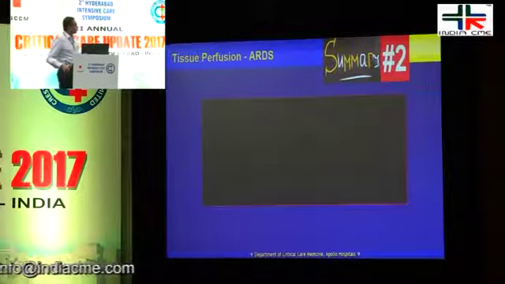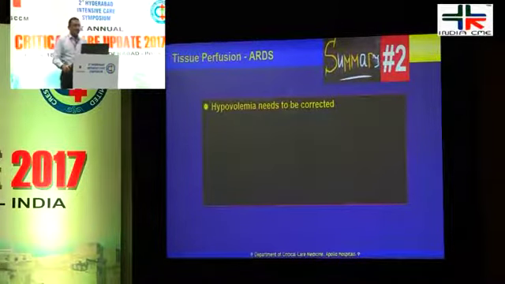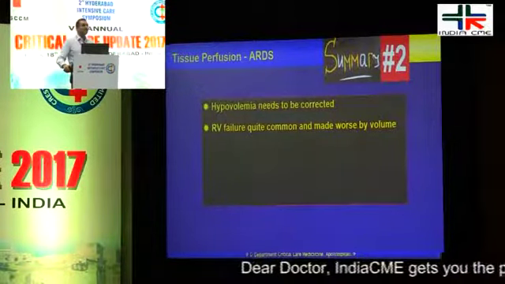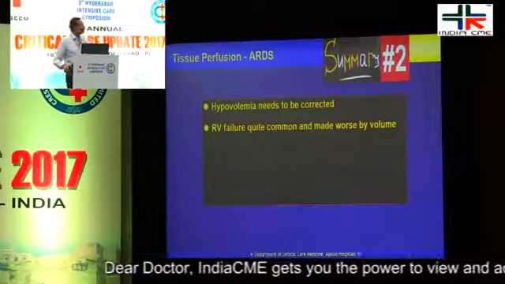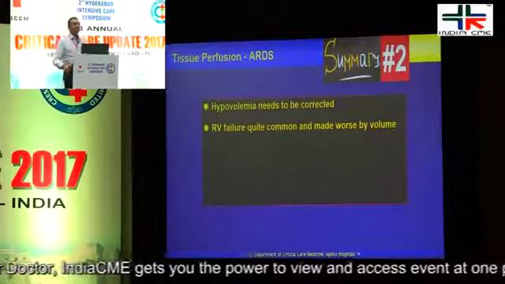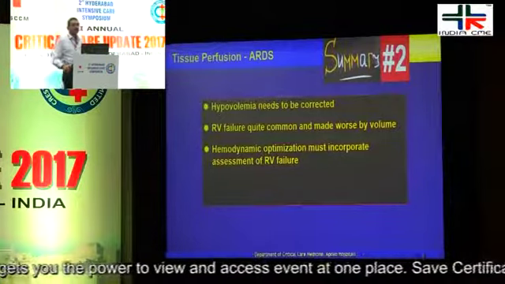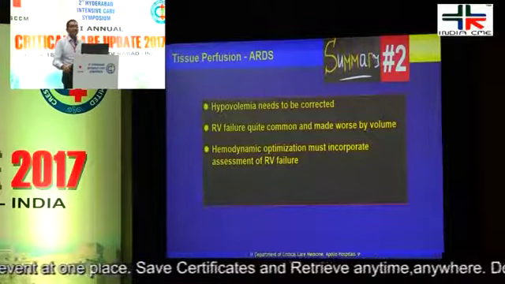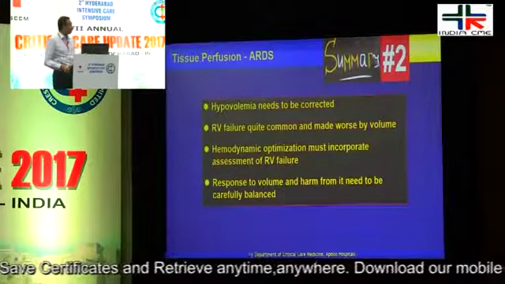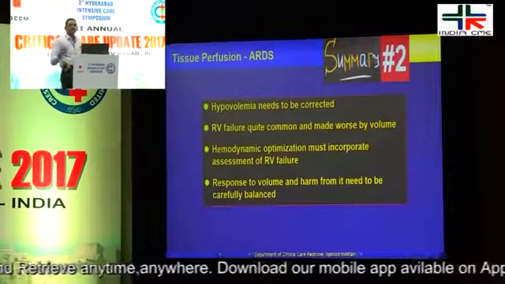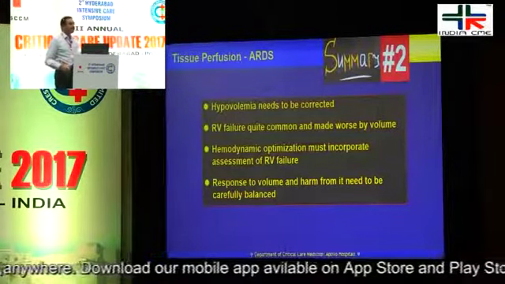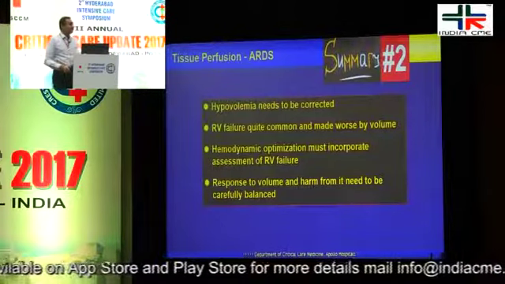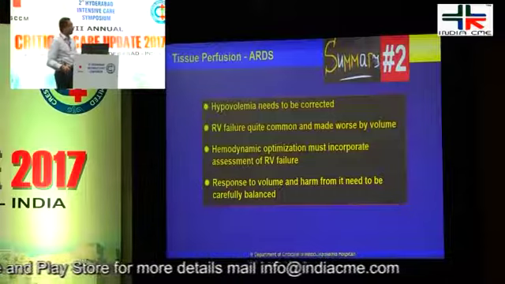To summarize, in terms of tissue perfusion, yes, if there is hypovolemia, I need to correct it for sure. But understand that acute right ventricular failure and cor pulmonale is reasonably common in patients with ARDS, and can be made worse by volume. Hemodynamic optimization hence must incorporate not only the volume status, but also the function of the right ventricle, and see whether the right ventricle can handle the fluid. And I need to do a risk benefit assessment to say whether my response to volume or harm from it will be the key factor, and then decide my fluid administration strategy accordingly, and then take it from there.